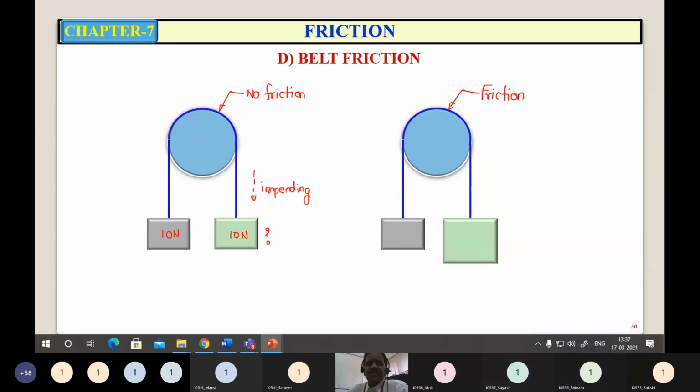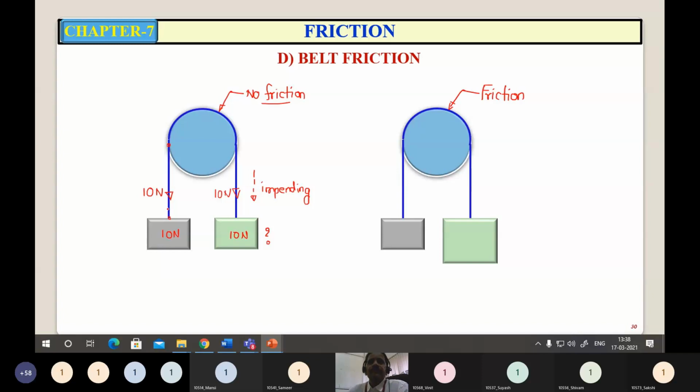10, because if it is less than 10, the left side will go down. If it is greater than 10, the right side will go down. But we want the condition of impending, that means we have to apply 10 Newton. Of course, this belt impends its motion on either side when it is 10 Newton, right? Now, what is the tension in the left hand side of the belt? It is 10 Newton from this point to this point. And what is the tension in the right hand side of the belt? Again, it is 10 Newton. Means when there is no friction, the tension in the belt remains constant throughout its length.